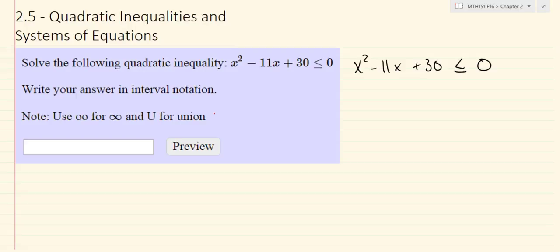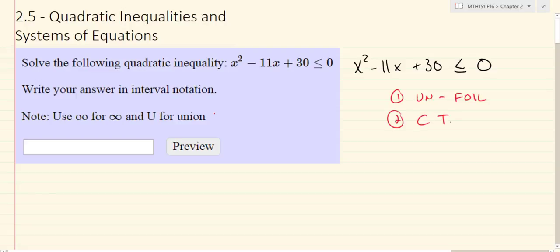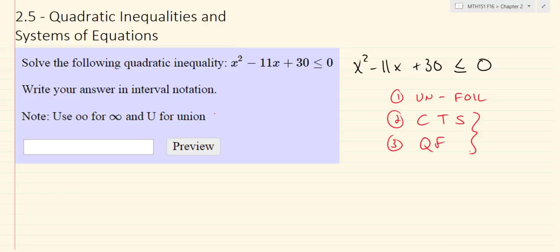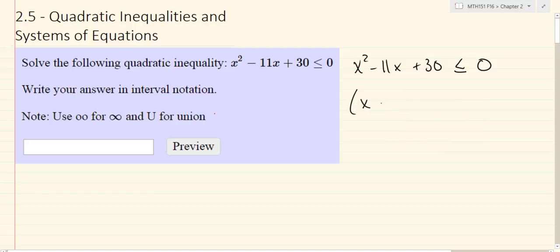And there are 3 ways you can find the x-intercepts. The first way is you could unfoil this. The second way is you could complete the square. And the third way is the quadratic formula. Give yourself 10 to 20 seconds. Let the tumblers in your head click around and see if you can come up with factors of 30 that add up to negative 11. This factors into x minus 5 and x minus 6 less than or equal to 0. So that means the x-intercepts are positive 5 and positive 6.